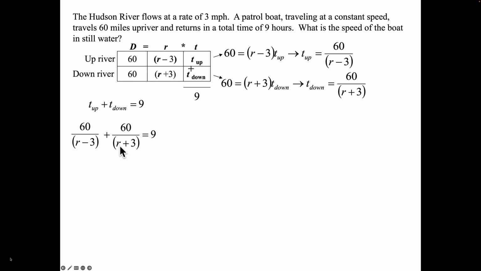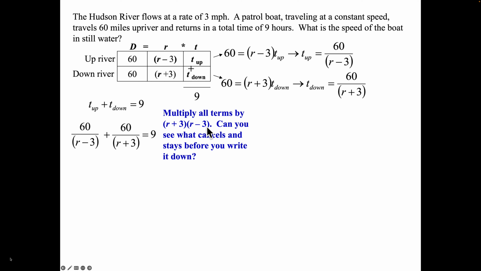So these two denominators are different. It's r plus 3, r minus 3, which happens to be a conjugate pair. I can see that it's going to cancel. So again, I think about if I multiply these two to this, the r minus 3 cancels, leaving me 60 times r plus 3. If I take these two binomials and multiply it to the 60, I see the r plus 3 is canceling, so plus 60 times r minus 3 equals 9 times... and again, this is a conjugate pair, which gives you r squared minus 9.